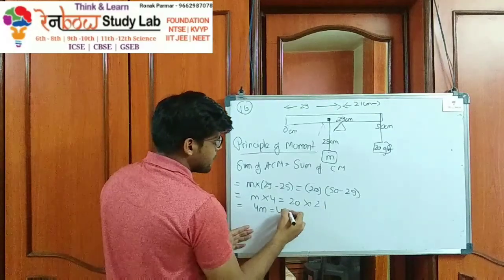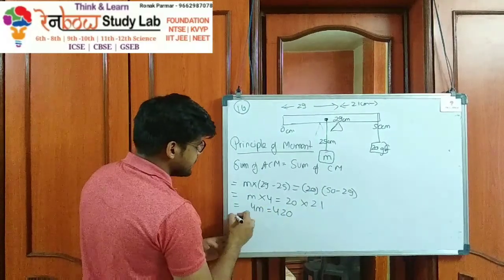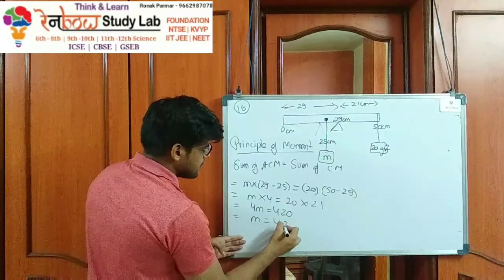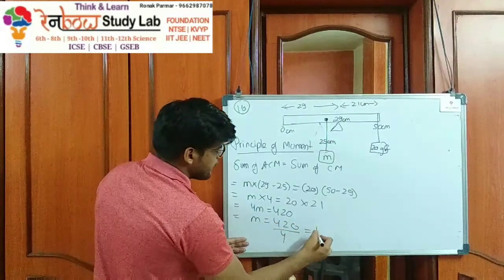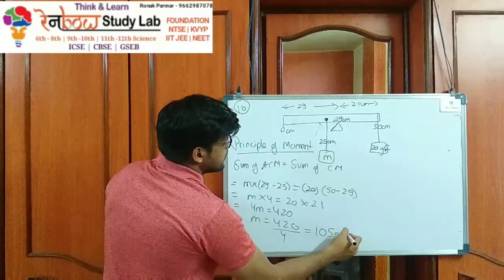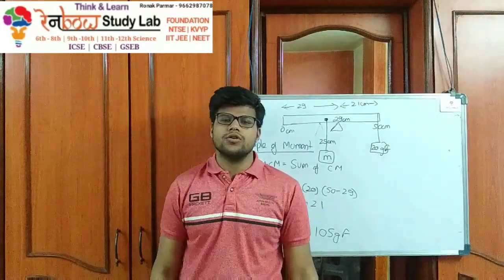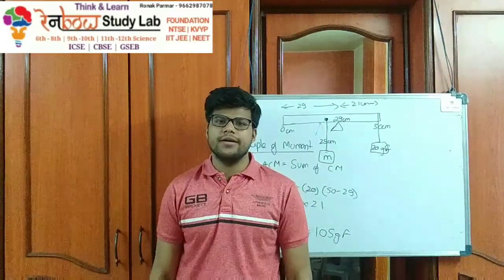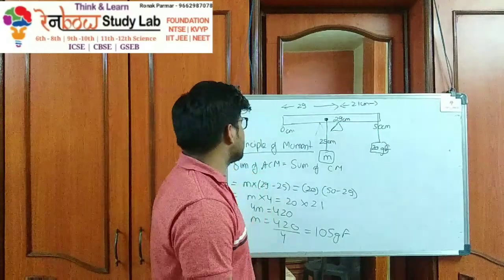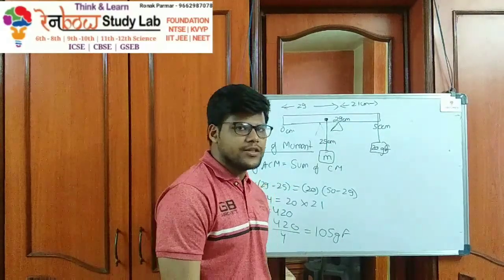29 minus 25 is 4. 50 minus 29 will be 21. 20 into 21 will be 420. This 4 will go under division. So this will be 105 GF. That means weight of your uniform half meter rule is 105 GF. This was question number 16. Now I will move to 17th question.